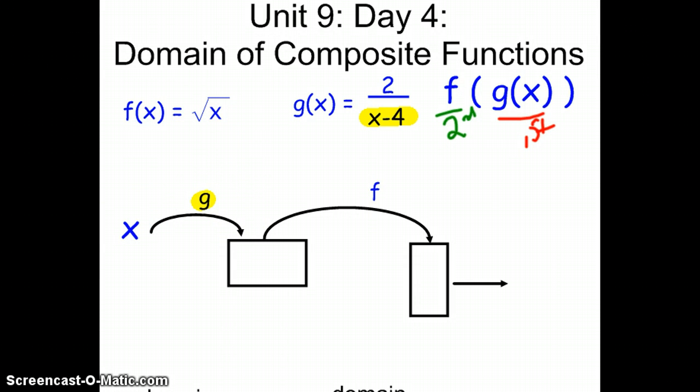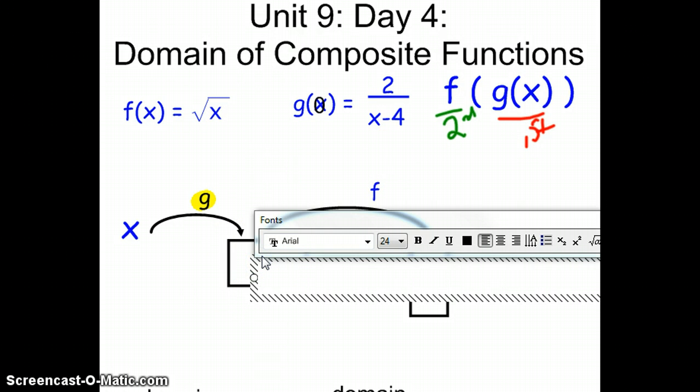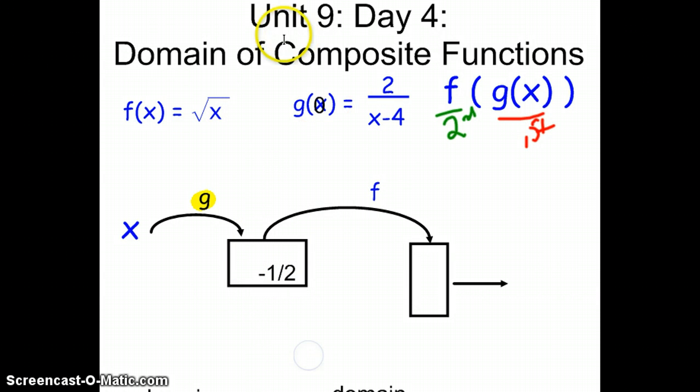So let's say I plug in 1. Let's say I plug in 0. Plug 0 into g of x, and what does plugging in 0 do? It replaces x with 0 in the function. So when I replace x with 0, I get 2 over 0 minus 4. So my actual answer, when I plug 0 into the function, is 2 over negative 4, which is negative a half. So when I plug 0 into g, I'm going to get out negative a half.